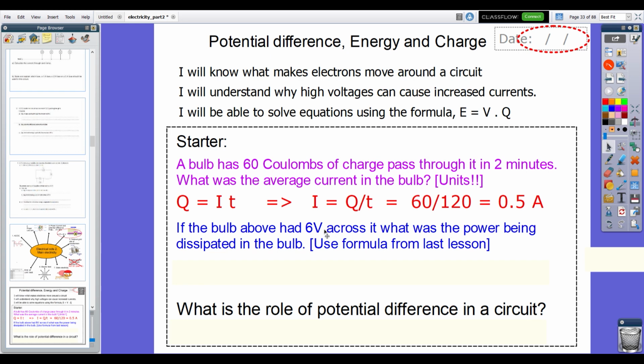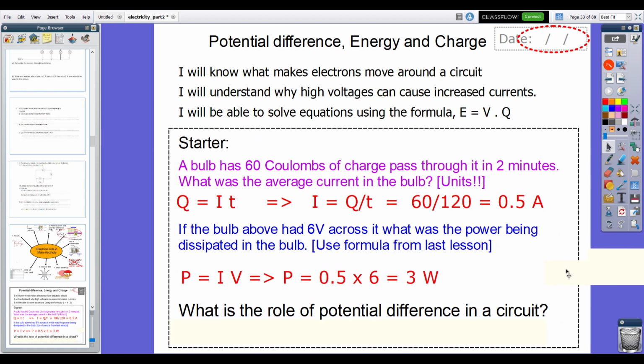If the bulb above had 6 volts across it, what was the power being dissipated in the bulb? Right, so we're going to use P equals IV here. P equals IV, 0.5 times 6, that's the current times voltage, which means 3 watts. What is the role of the potential difference in the circuit?